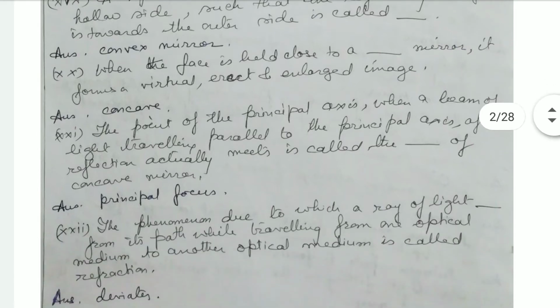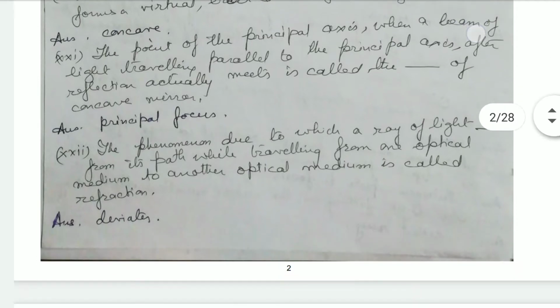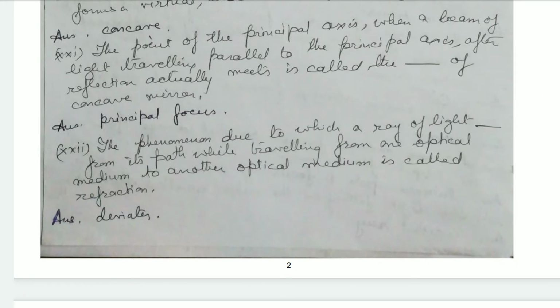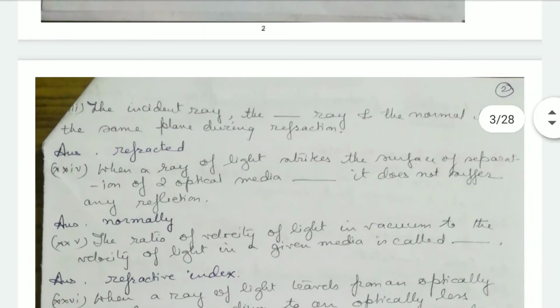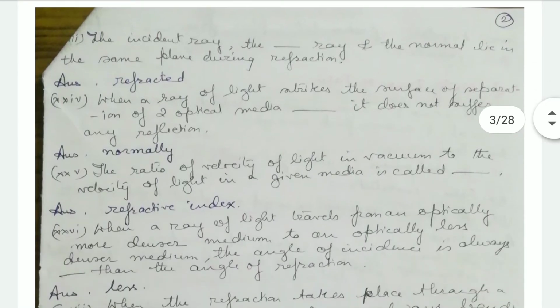The point on the principal axis where a beam of light traveling parallel to the principal axis actually meets after reflection is called the principal focus of the concave mirror. The phenomenon due to which a ray of light deviates from its path traveling from one optical medium to another optical medium is called refraction. The incident ray, the refracted ray, and the normal lie in the same plane during refraction.